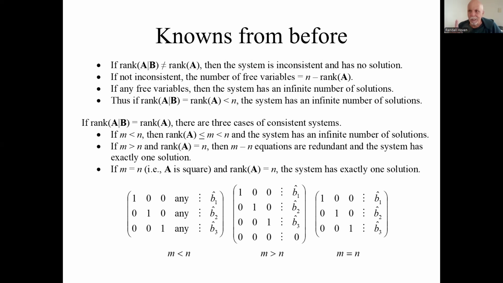The number of solutions: exactly one, an infinite number, or no solution. I already said if the rank of the augmented matrix is not equal to the rank of A itself, the system is inconsistent. It has no solution. We talked about that in a previous video. If it's not inconsistent, we knew how many free variables there were. It's n, the number of columns of A, minus the rank of A. So we know how many free variables we're going to get. If there are any free variables, even just one, then the system has an infinite number of solutions.